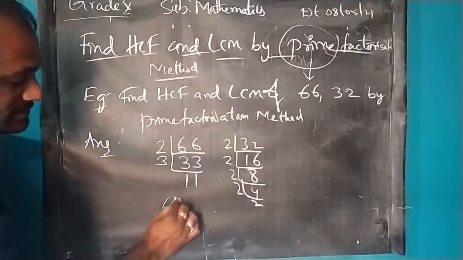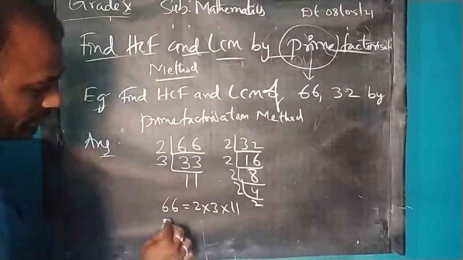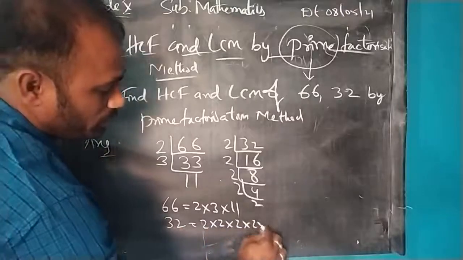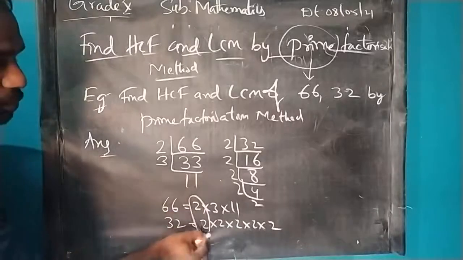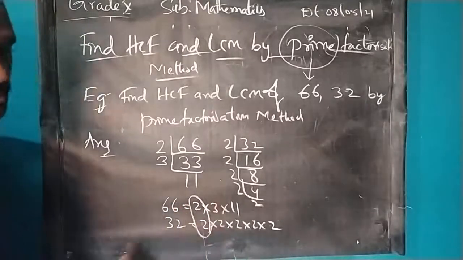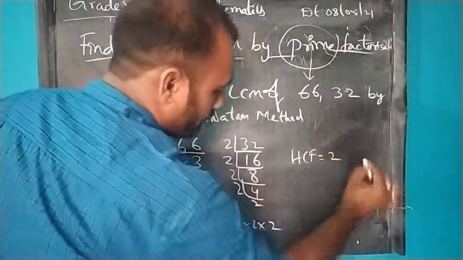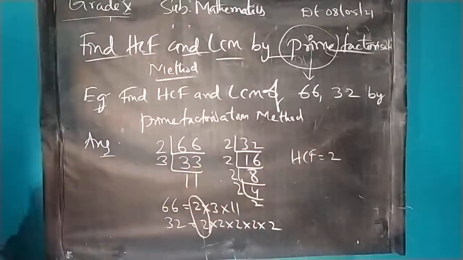Okay. Now 66 can be expressed as 2 into 3 into 11, and 32 can be expressed as 2 into 2 into 2 into 2 into 2. So among these, we can get 2 common in both the numbers. Is there any other number common? No. So we can say that HCF is 2. Why? Because we are getting only one number common. That number we need to mention here.